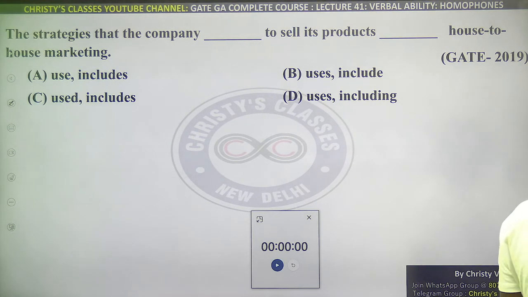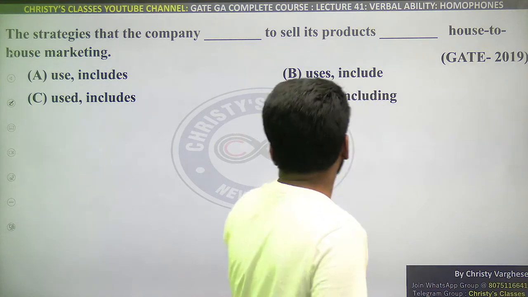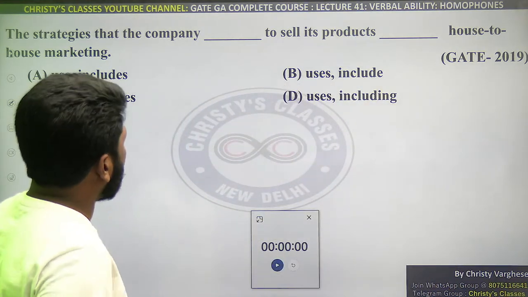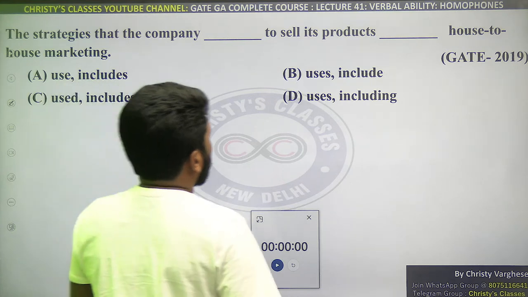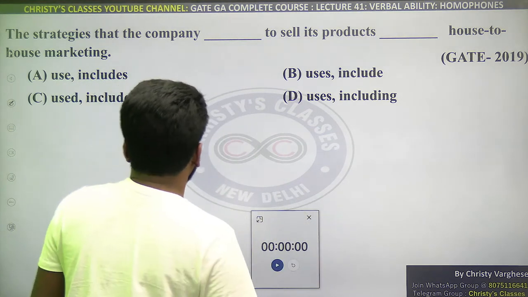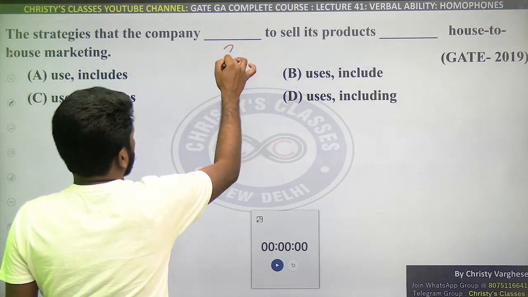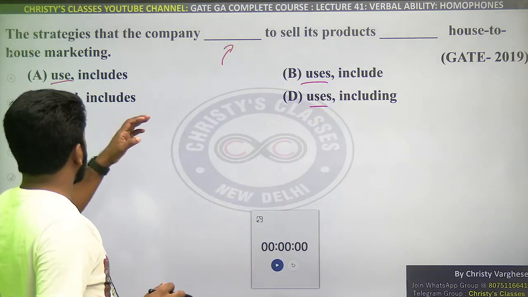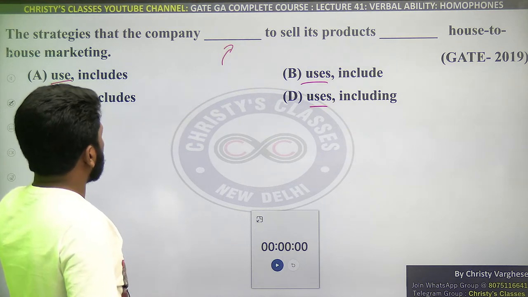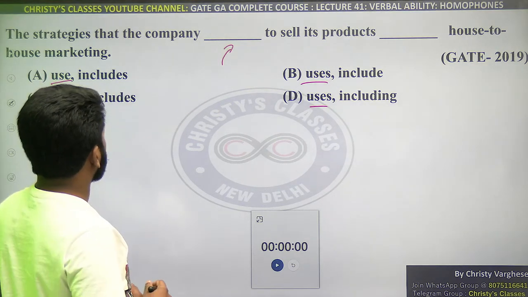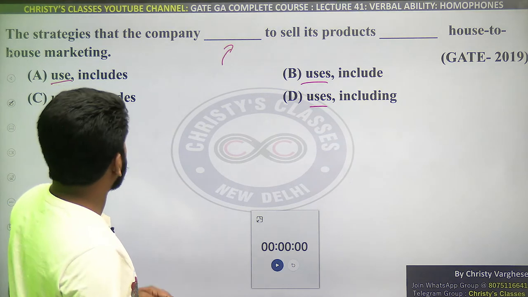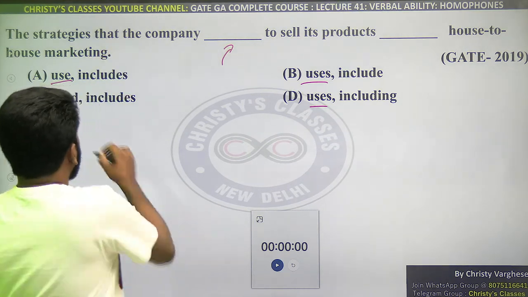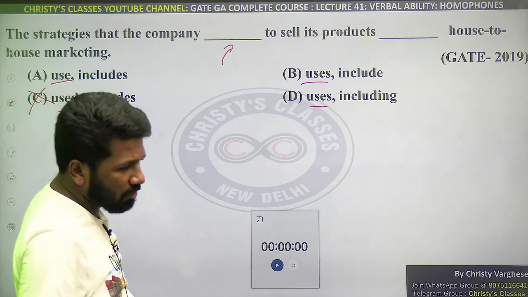Okay, another example of a question where subject verb agreement is important. Subject verb agreement, I will give more details with this question. The strategy is that the company dash to sell its product, dash house to house marketing. So first let us fill the first blank. In the four options it is mentioned use, users, used, uses. This is in present tense, so definitely used is not needed. So option C is eliminated.